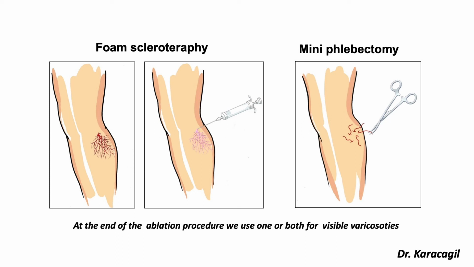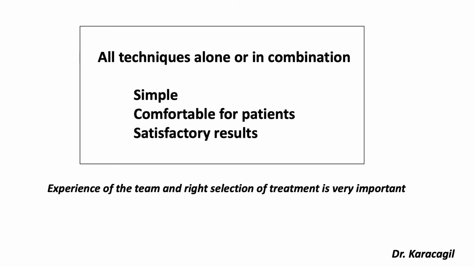We prefer phlebectomy when the size and the extent of varicosities are too large for foam sclerotherapy. This is performed under local anesthesia or very mild sedation, and mini incisions of 1 or 2 millimeters are used to remove the varicosities. The patients return to normal activities immediately after the procedure, and compression stocking is used for only a week. The results are very satisfactory following all various treatments, and it is crucial to choose the right treatment modality.